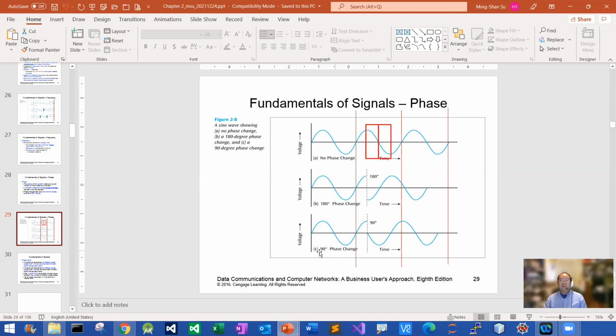How about figure C? Again, this one goes up to 90. The next one should go down here, but this part is missing. Instead of going down, the phase directly shifts to the left. So we call this a 90 degree phase change.